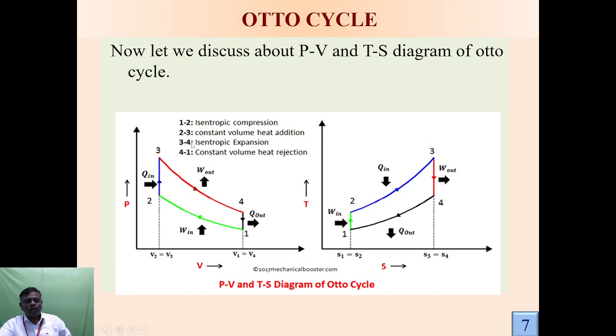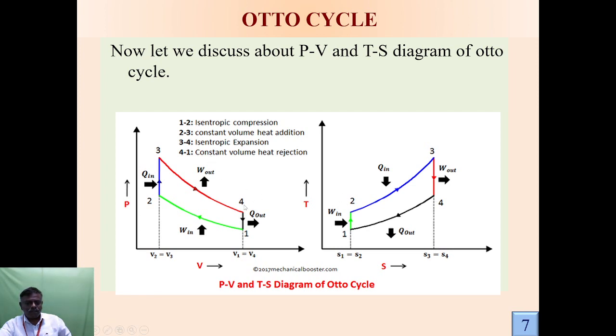Process 3 to 4 is an isentropic expansion process. In this process, the burnt fuel is expanded to do the work output. In this process, the pressure decreases from P3 to P4, and the temperature also decreases from 3 to 4.